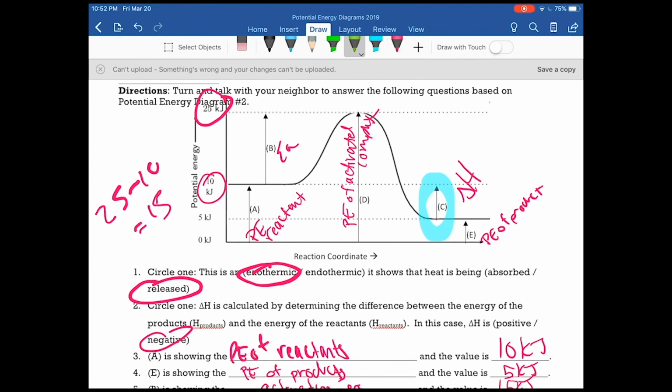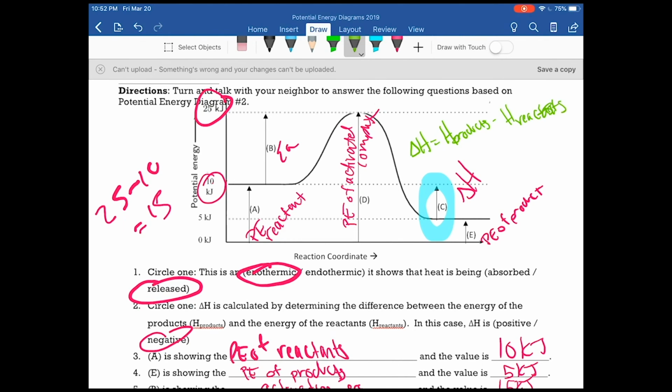Wait, I have a question, actually. Yes. For number 6, the potential energy activated complex. What about it? No, never mind. Okay. No, it's cool. It's good.